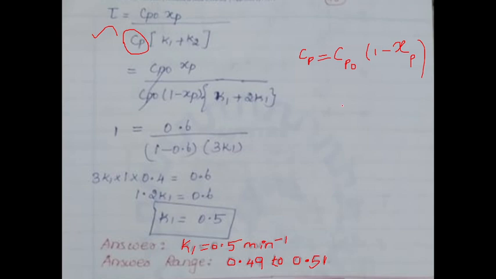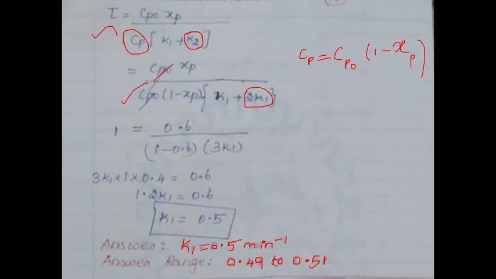Already I said Cp is equal to Cp naught into 1 minus Xp. Substitute here: replace Cp with Cp naught into 1 minus Xp, into K1 plus K2. The K2 value is already calculated. This is the relation between K2 and K1: K2 is equal to 2 times K1. Refer to the previous line. So the numerator is Cp naught into Xp, whole divided by Cp naught into 1 minus Xp into K1 plus 2K1.